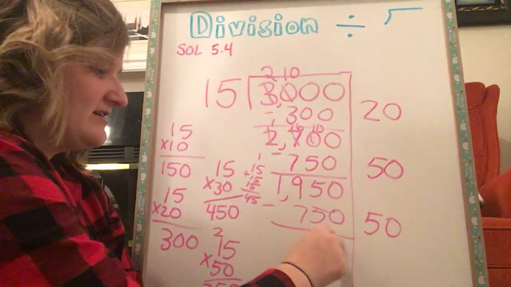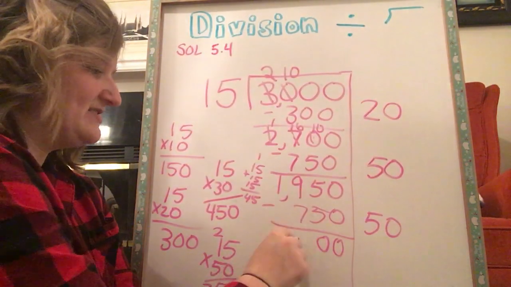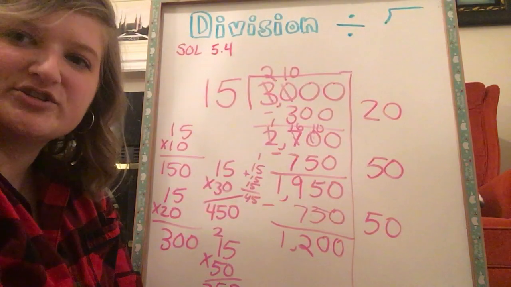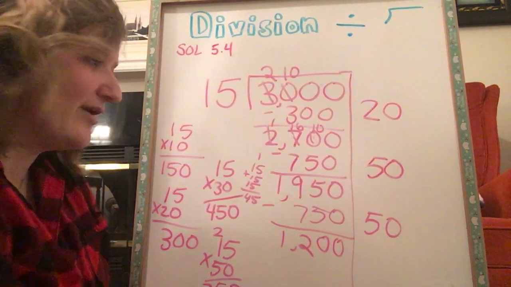0 take away 0. 5 take away 5. 9 take away 7 is 2. 1 take away nothing is 1. All right, we're getting closer to using them all. Let's keep going.